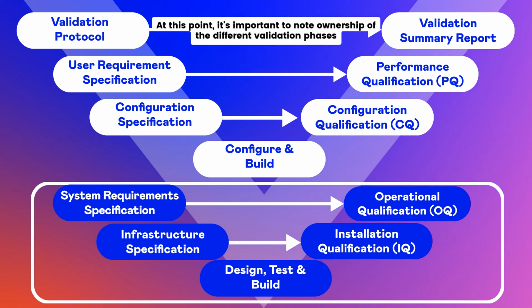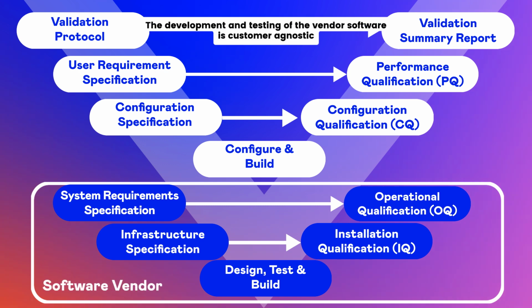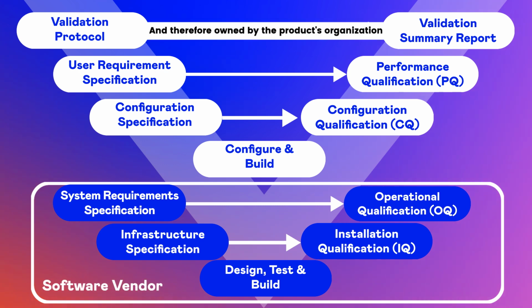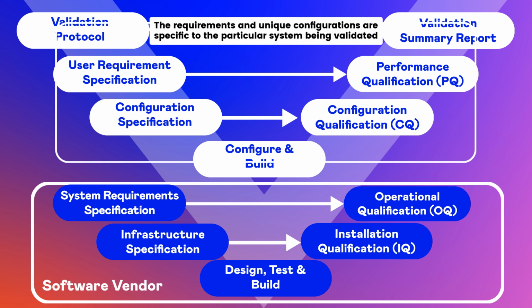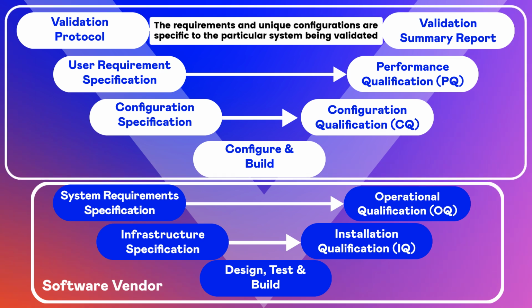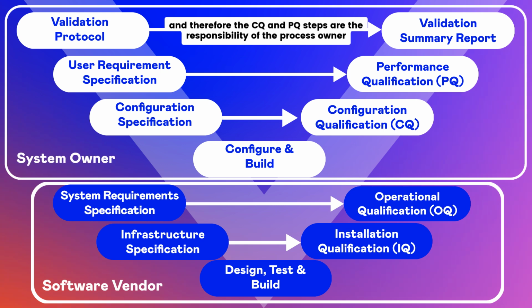At this point, it's important to note ownership of the different validation phases. The development and testing of the vendor software is customer agnostic and therefore owned by the product's organization. Software vendors like Labit should have this information available to you. The requirements and unique configurations are specific to the particular system being validated, and therefore the CQ and PQ steps are the responsibility of the process owner.